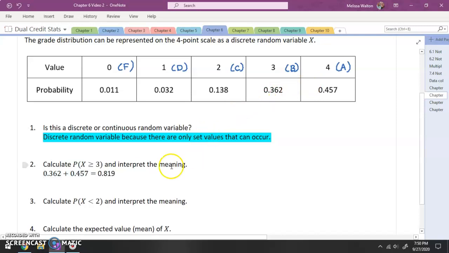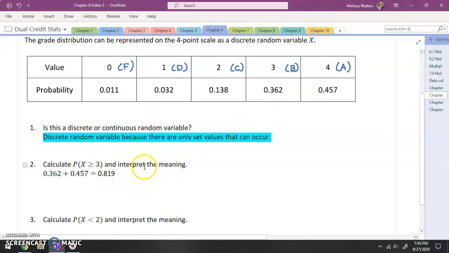All right, now interpret this meaning. We're not going to interpret this as, oh, what's the probability that x is greater than or equal to 3? Let's go ahead and put that back in the context of this problem. The probability of getting a B or better is 0.819. So we turned this number and actually interpreted it in the meaning of the problem.